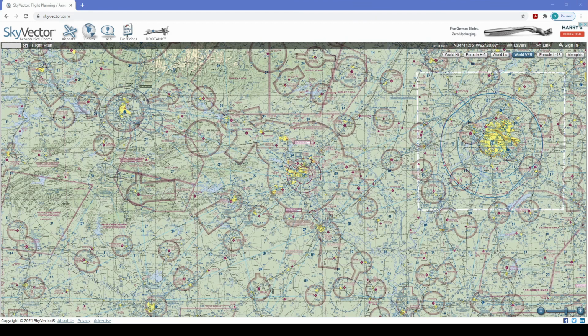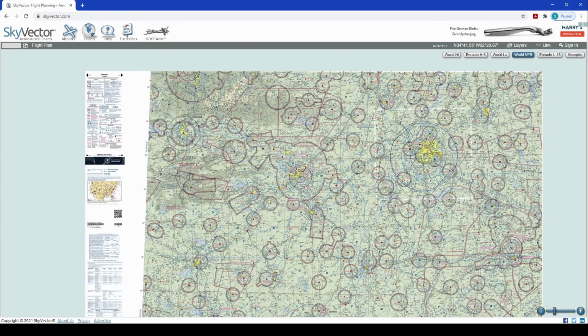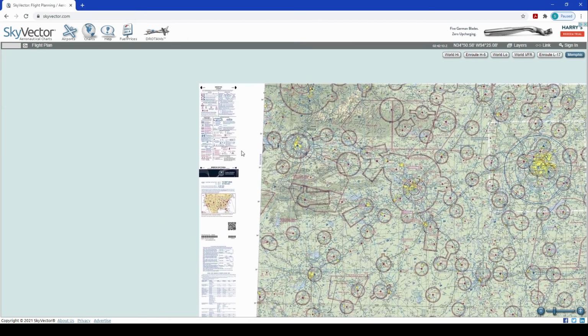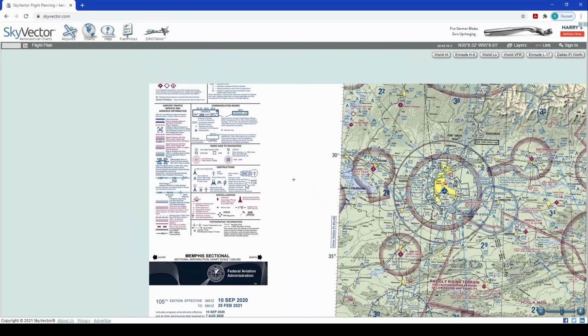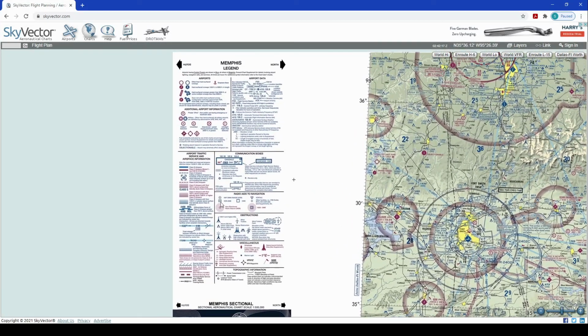Symbology is what we'll spend most of the lesson talking about. Like most maps, many of the symbols used are covered in the legend. You can access the legend from Skyvector by clicking on an individual sectional chart, and then scrolling to the left edge of the chart for the legend. And I'll be conducting a brief tutorial on how to use Skyvector at the end of this lesson.